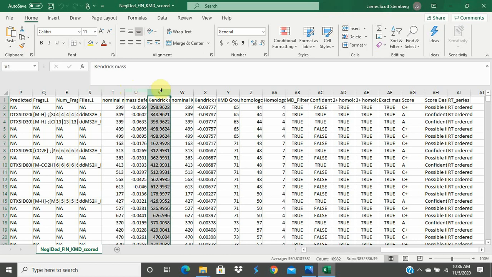In this column labeled Kendrick Mass, this is the mass with the defect normalized to CF2. This means that instead of the mass of C being 12, the mass is normalized to CF2, which is 50. The columns labeled Nominal Kendrick Mass and Kendrick Mass Defect provide these data sets and can be used to make a visual using Excel's graph features or other graphing software.